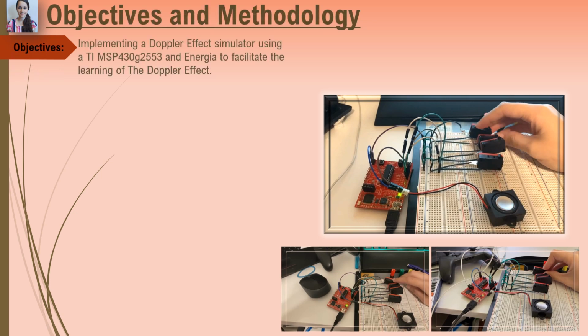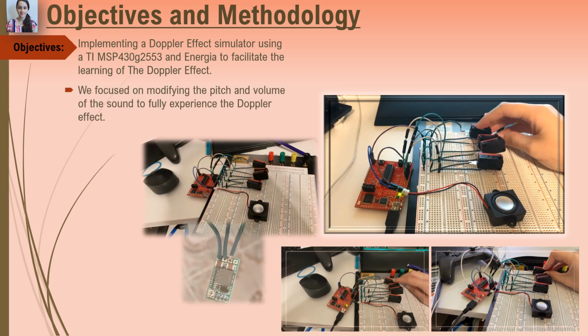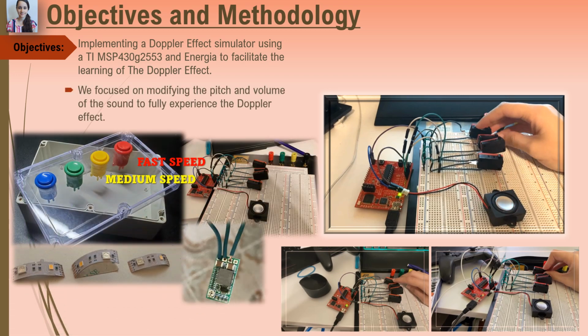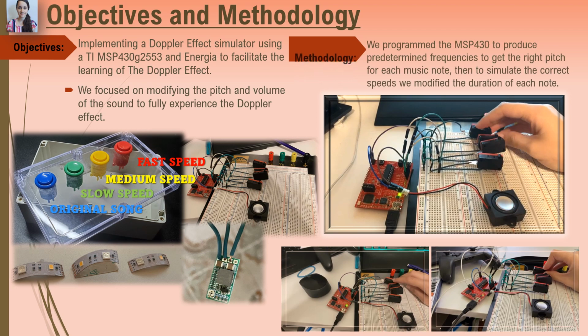Our objective is to implement a simulation of the Doppler effect to be used to facilitate the concept for students in grades K through 12. Our first course of action was to figure out the components we needed to simulate the effect with the MSP430. Among these components we have buttons, speakers, 5-volt regulators, programmable gate amplifiers, battery connectors, cables, and LED strips.